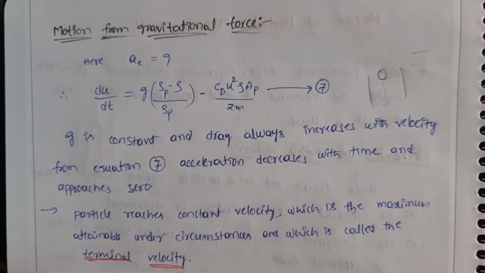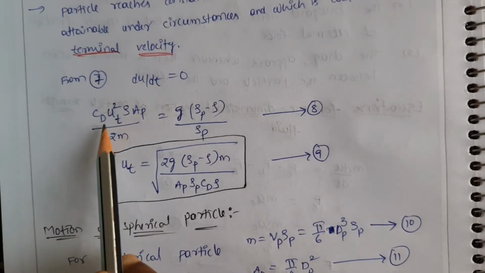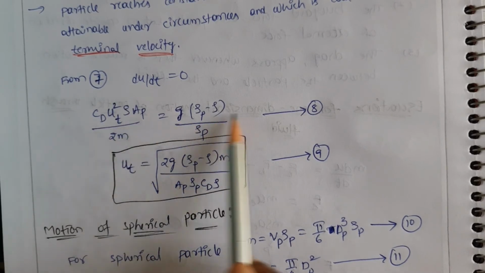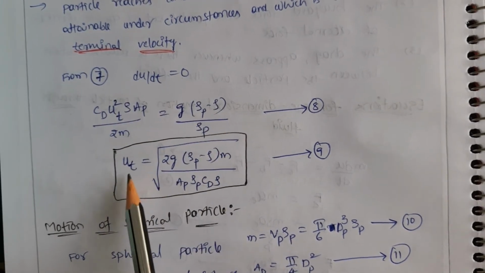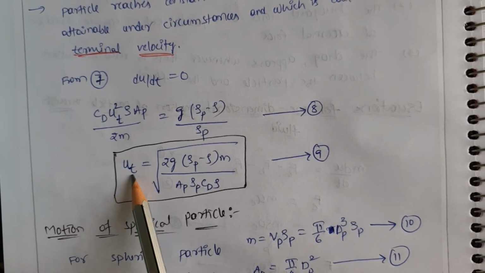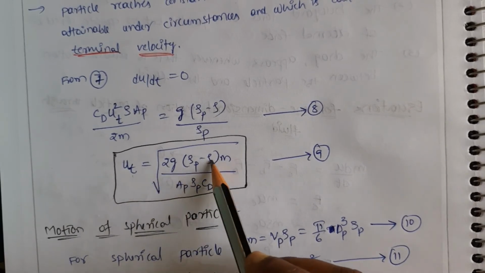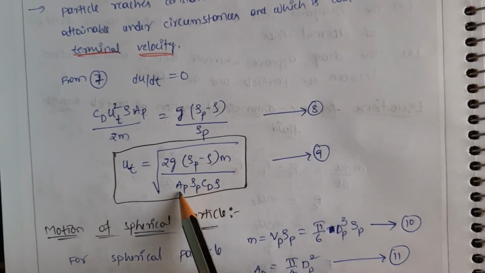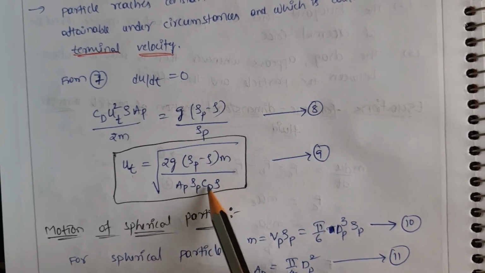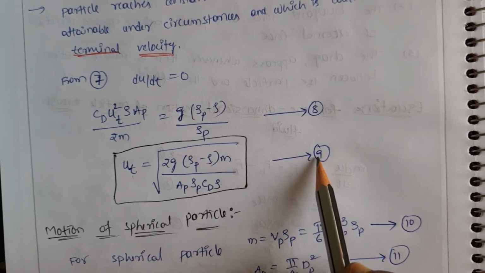So for that, du by dt equal to 0 from equation number 7. Taking this term to this side and that term to the other side, we will get ut, called the terminal settling velocity or terminal velocity, equal to the square root of 2g into rho p minus rho into mass of the particle divided by projected area into density of the particle, drag coefficient into density of the fluid. This is equation number 9.